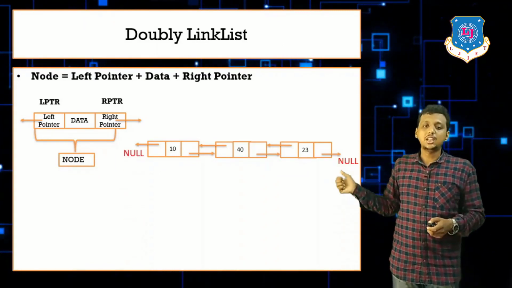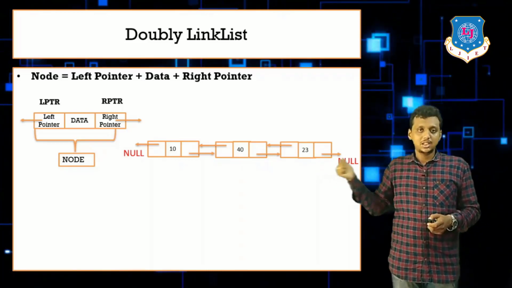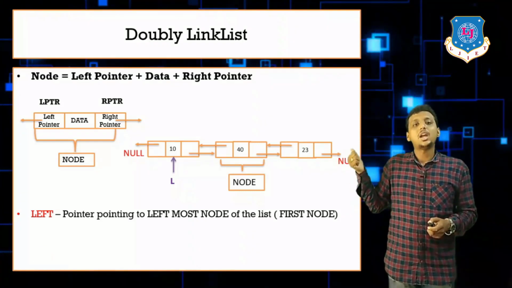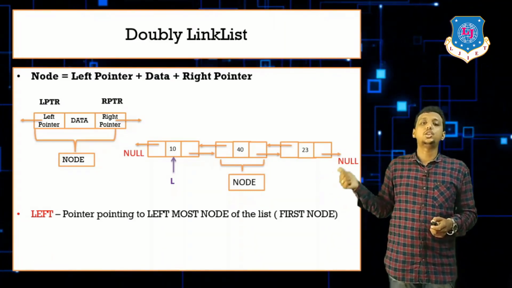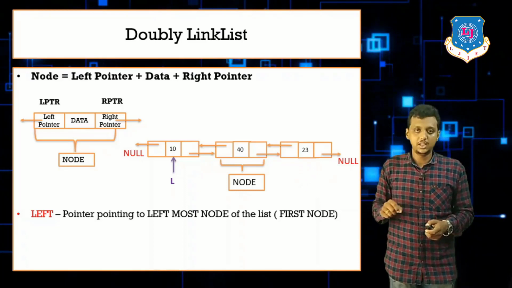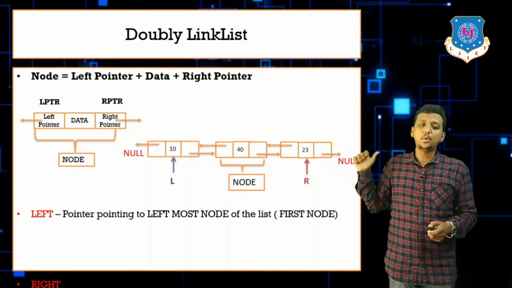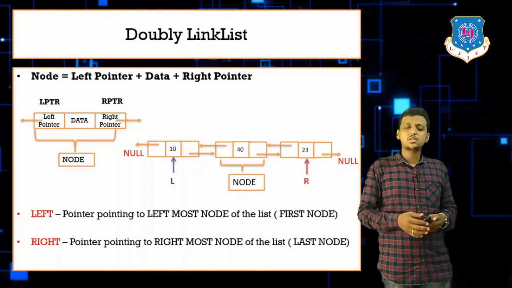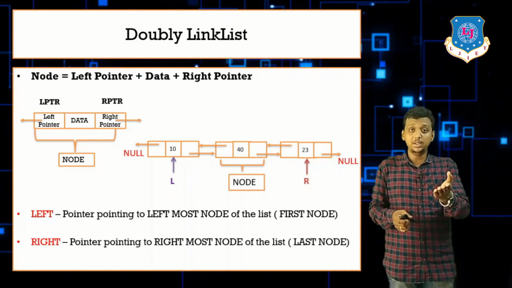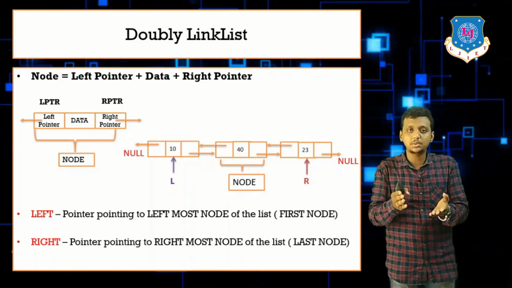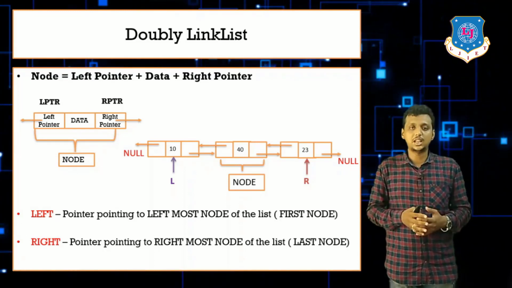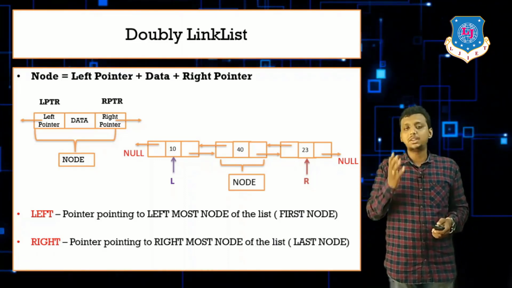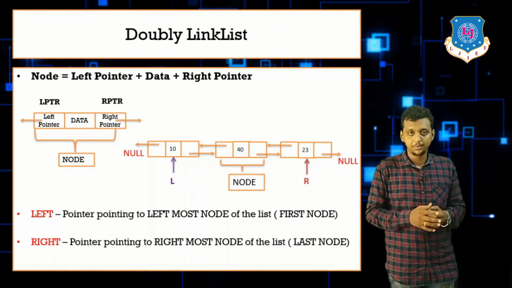So, students, in doubly linked list, the two pointers that are there are known as L and R. L is the left pointer, which is pointing to the leftmost node of the doubly linked list, and R is the right pointer, which is pointing to the rightmost node of the doubly linked list. So you can also say that L is pointing to the first node and R is pointing to the last node. Yes, you are right, correct. Leftmost means first, and rightmost means the last node.